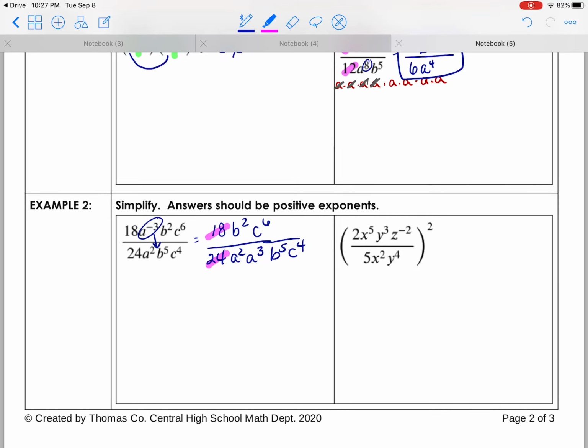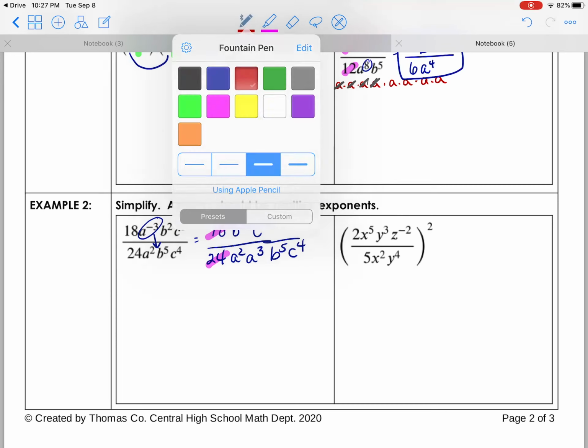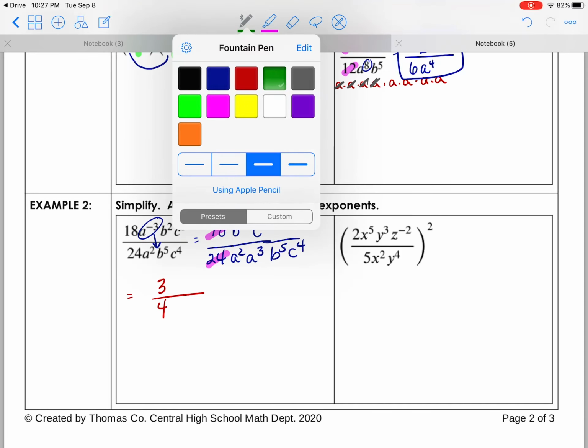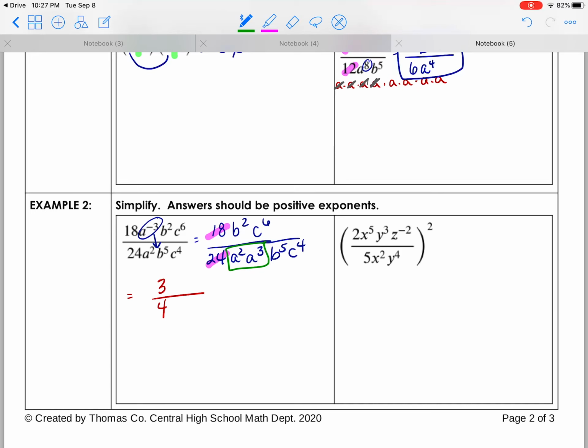First thing, I'm going to worry with these numbers. 18 over 24, what goes into both of them? 6 does. 6 goes into 18 3 times, and 6 goes into 24 4 times. Okay, so we got a few things. I don't have any A's on top, but I do have A's on bottom. I have a pair of them right here. Since they're being multiplied, we add those exponents. So that's going to give me a to the 5th on bottom.